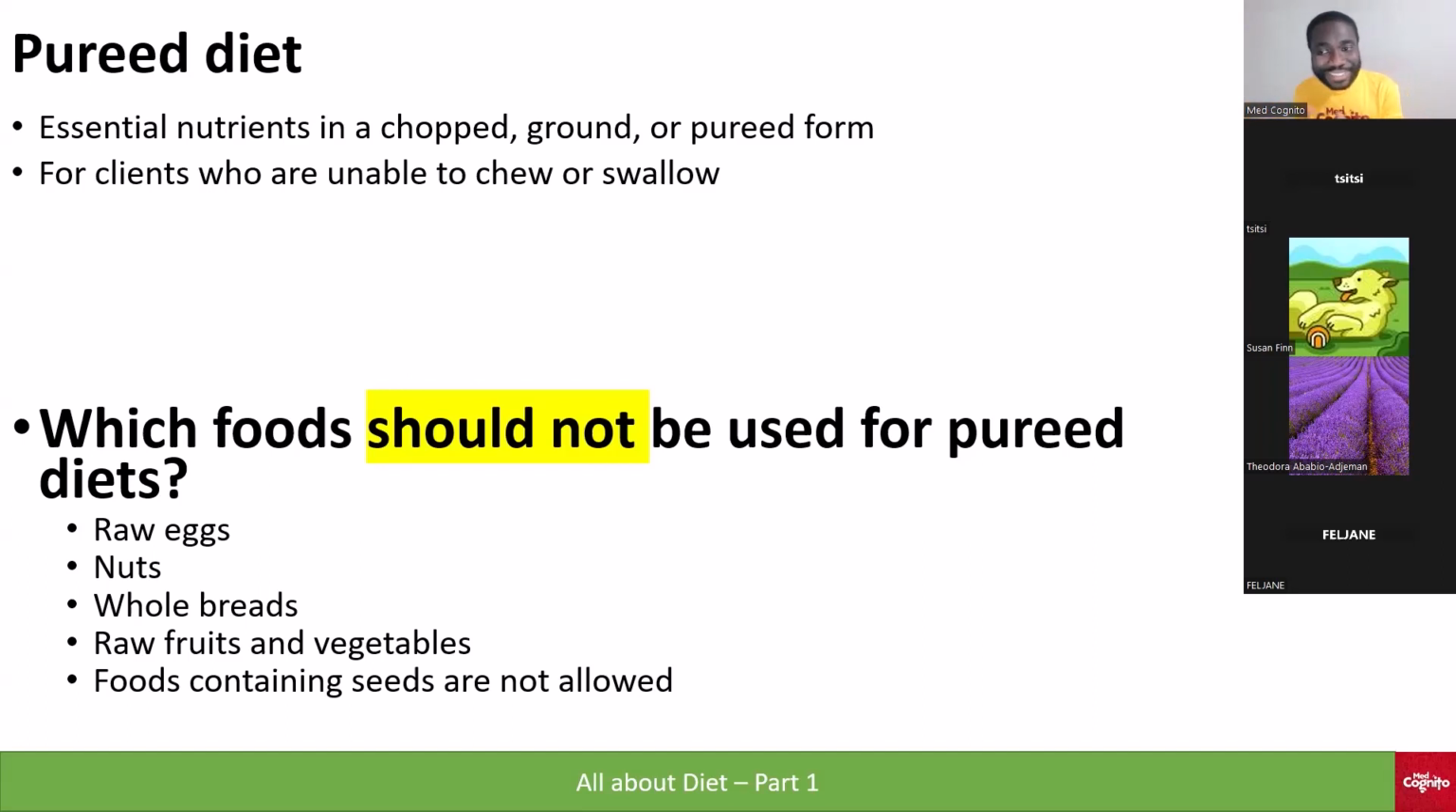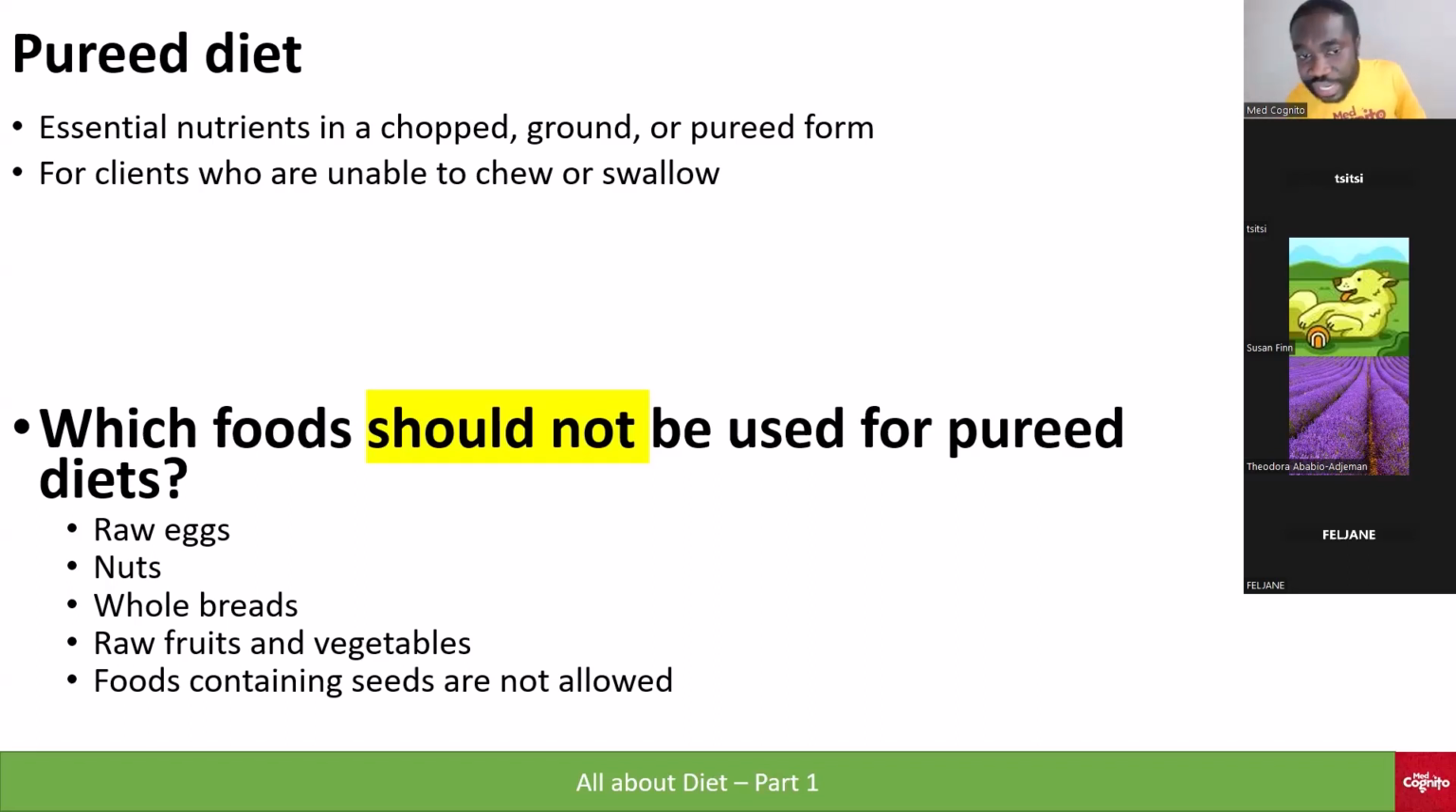Please, should I take it again? Pureed diet. When you think about pureed diet, think about the blender. What are the foods we cannot use or we should not use in a pureed diet? Raw eggs, nuts, whole bread, raw fruits and vegetables, and foods that contain seeds.